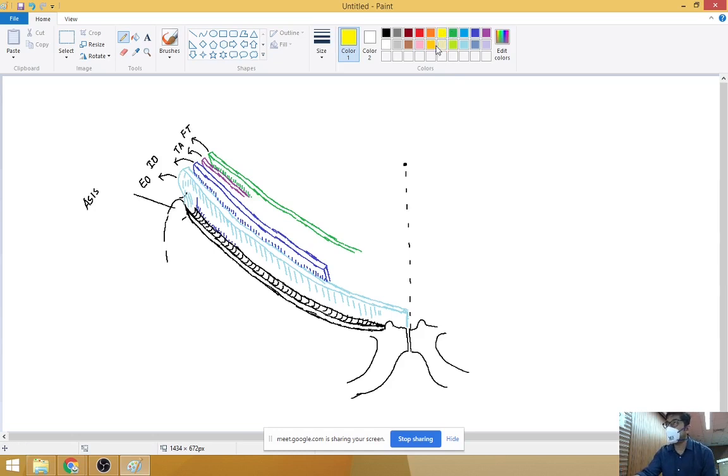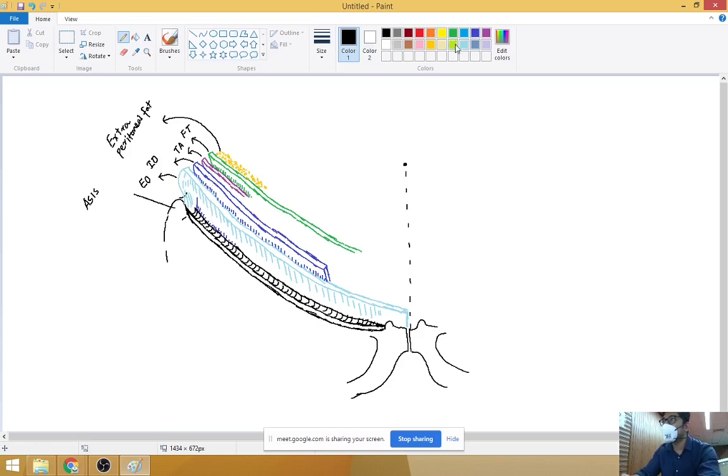Now just posterior to the fascia transversalis, we are having extraperitoneal fat. These yellow colored ones are the extraperitoneal fat. Outside the external oblique, the skin and superficial fascia are already there.